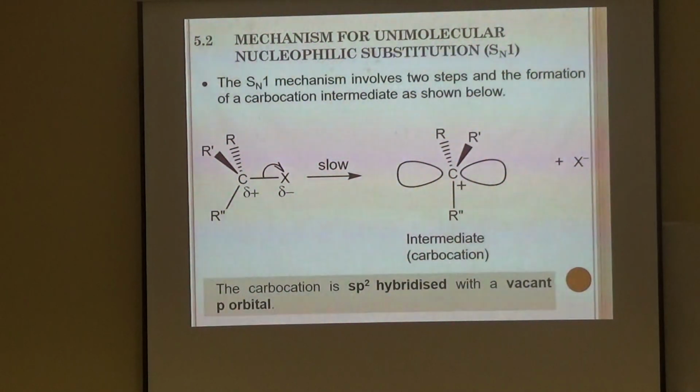Alright, so the carbocation is sp2 hybridized with a vacant p orbital. Take note, everyone listen up. In your drawing of the mechanism, I do not want to see the orbitals. The loops there are to tell you that you can attack from both sides. But in your mechanism, you don't need to show me that.